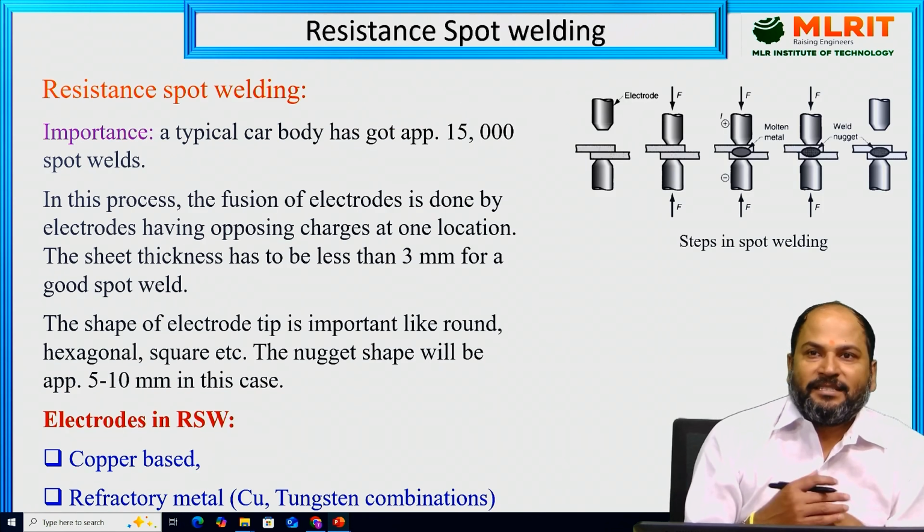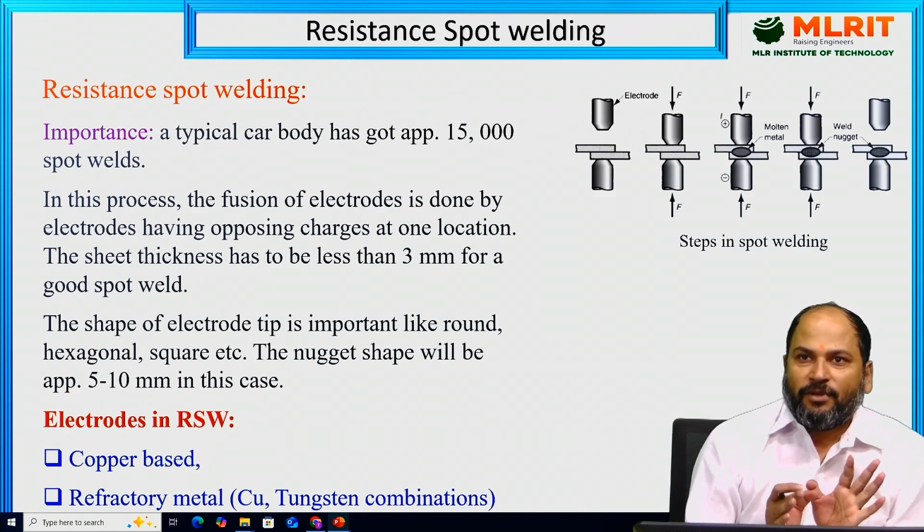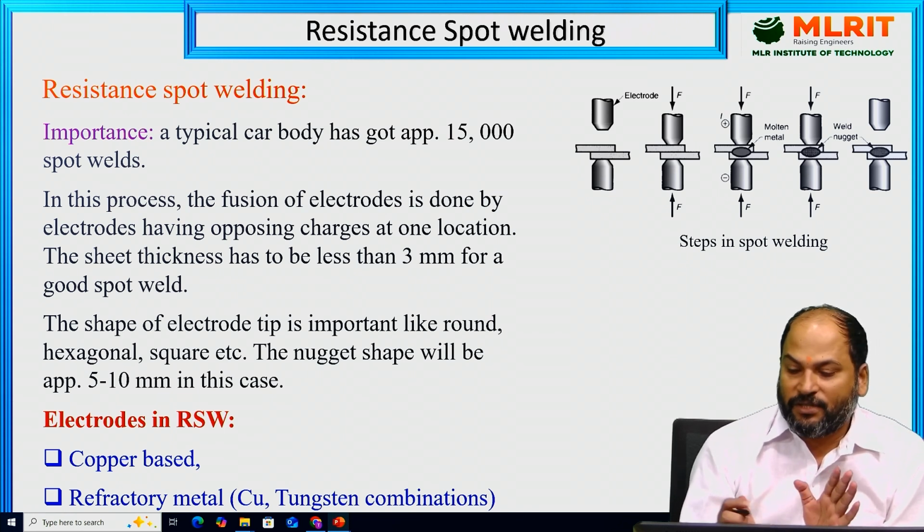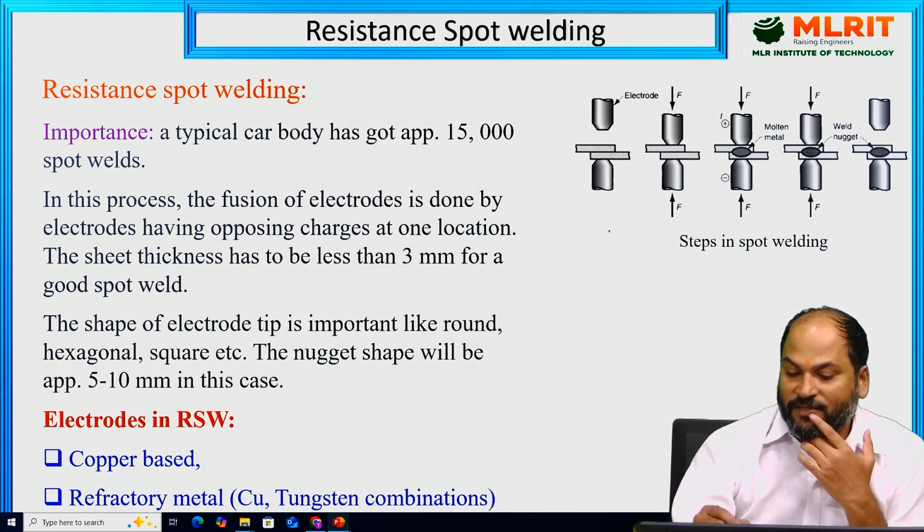Next is resistance spot welding, that is there in the syllabus. In this process all the basics we already know. Step wise we can see here, these five steps have been shown for this process. So these are the five steps.